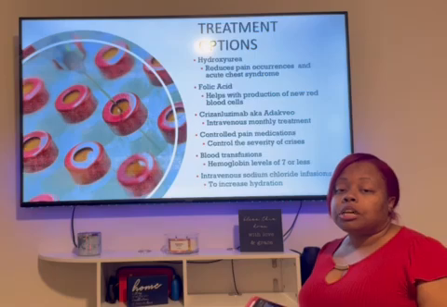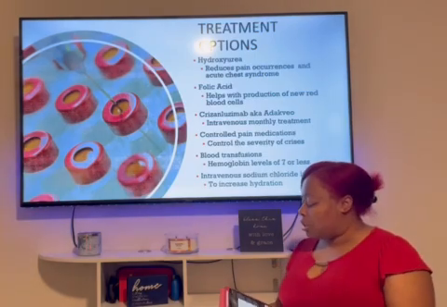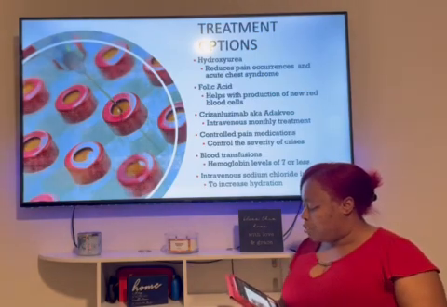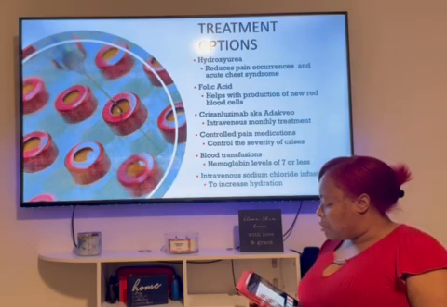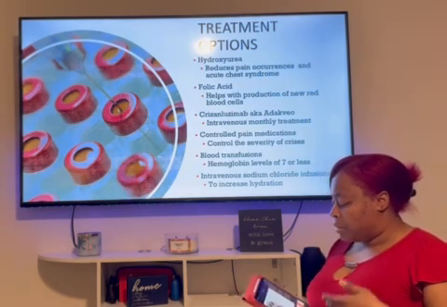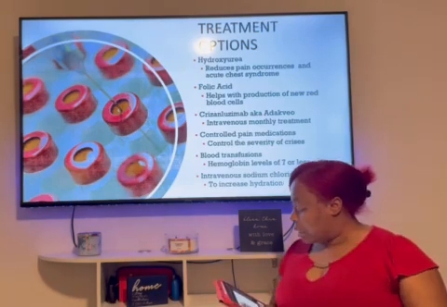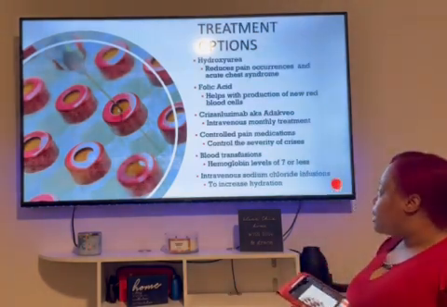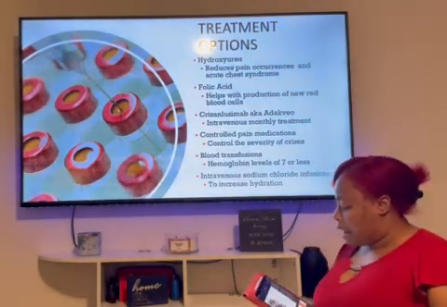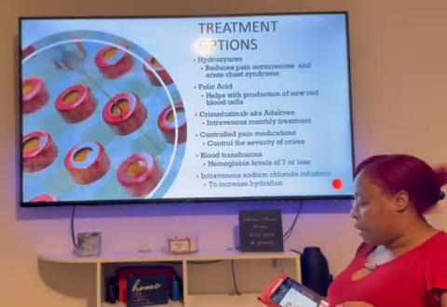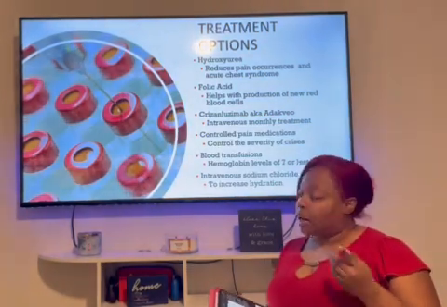The dosage does vary based on the physician. It helps to bring about fetal hemoglobin and helps to lessen the amount of sickle red blood cells. Folic acid, it helps with the production of new red blood cells because it is a B vitamin. And it lessens the amount of hemolysis that takes place.